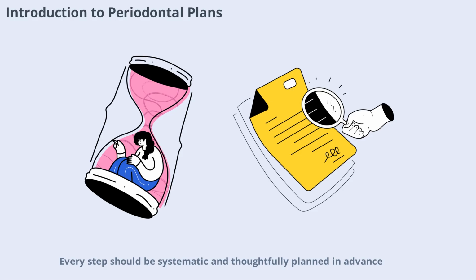Every step should be systematic and thoughtfully planned in advance, ensuring that the patient receives the best possible care. This approach not only improves oral health, but also enhances overall well-being. In this video, we'll walk you through each phase of the periodontal treatment plan, highlighting key procedures and their importance. Let's begin by understanding the sequence of therapeutic procedures and how they contribute to successful outcomes.